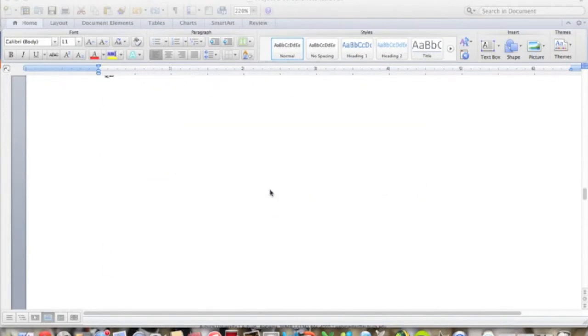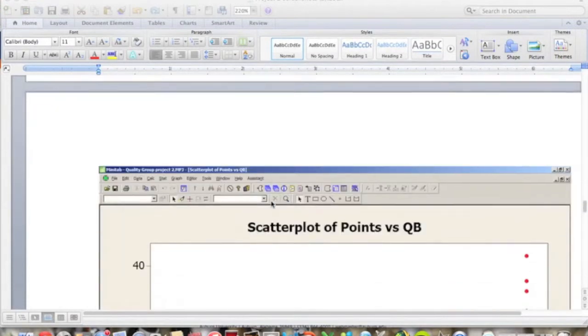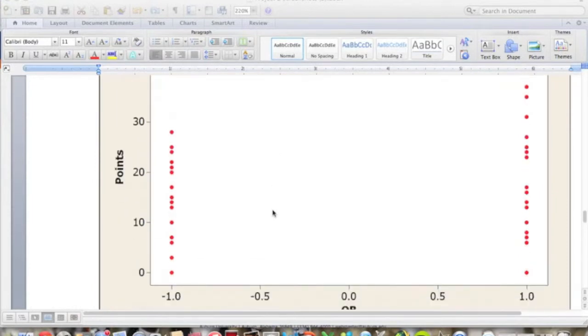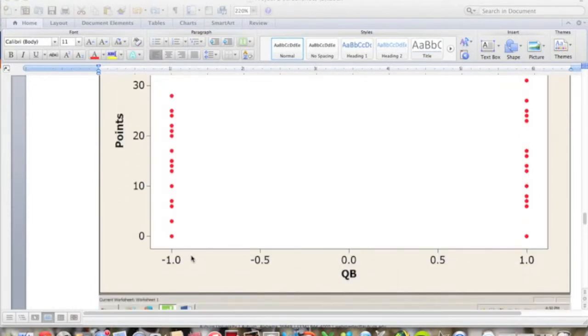So then we decided to make a scatter plot of the total points scored versus the QB. We see that at this negative number, this is the non-starting quarterback. And we can see that the average is much lower than the average of the starting quarterback. The average for the non-starting quarterback is around 12, but the average for the starting quarterback is probably around 20. And this follows along with the p-value.